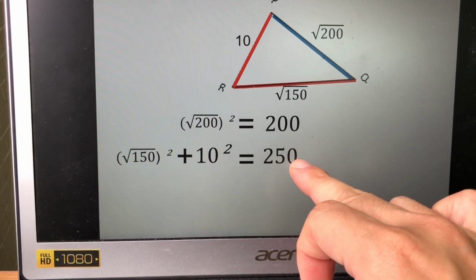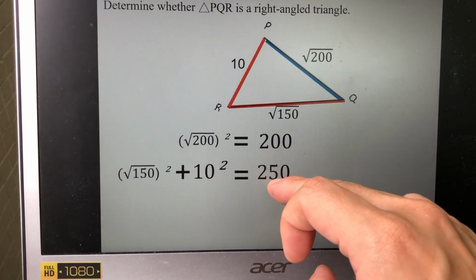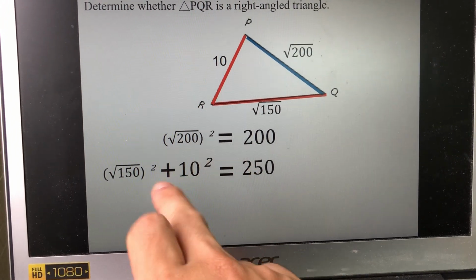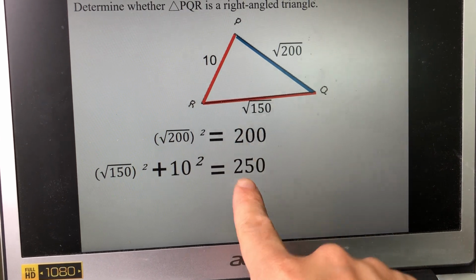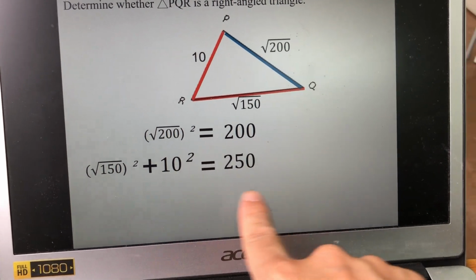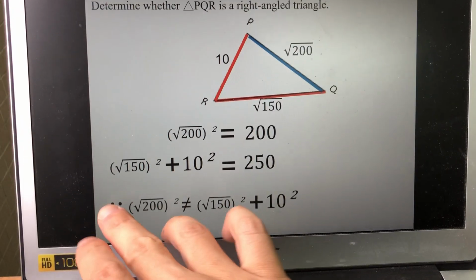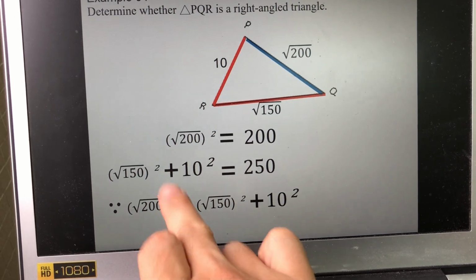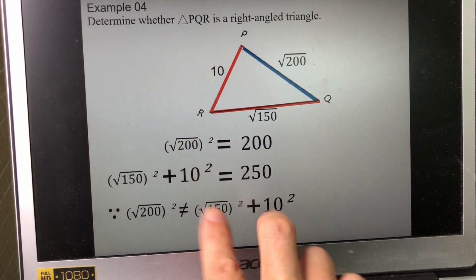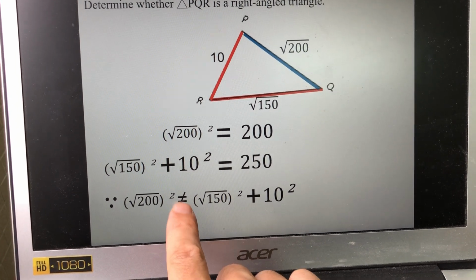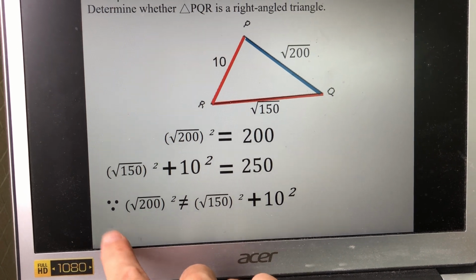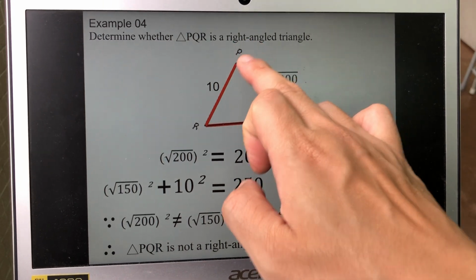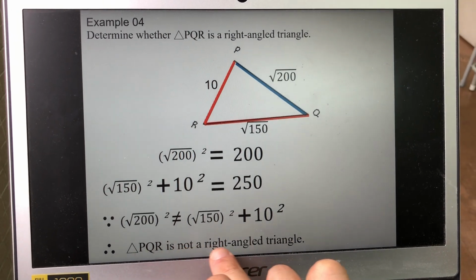Okay, now what do you think? Is it a right angle triangle? The longest length to the power of 2, is it equal to the sum of the legs square? Are they equal? No, they are not equal. Therefore, what should you write? Because the longest length to the power of 2 doesn't equal the sum of the legs square. This symbol means not equal. Therefore, the result is this triangle PQR is not a right angle triangle.